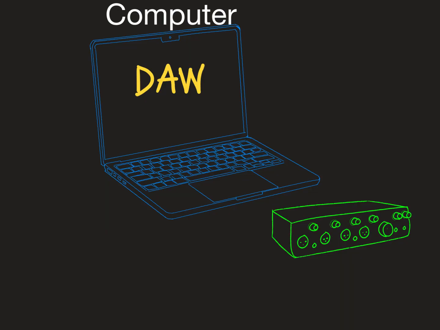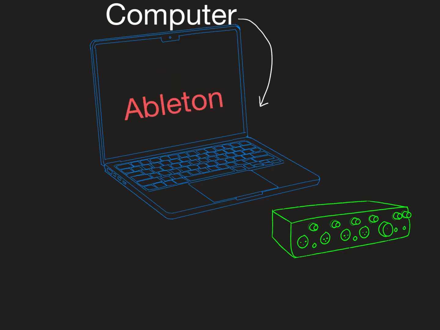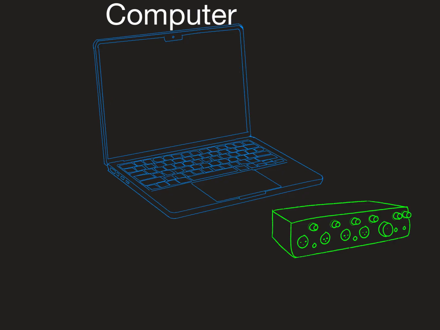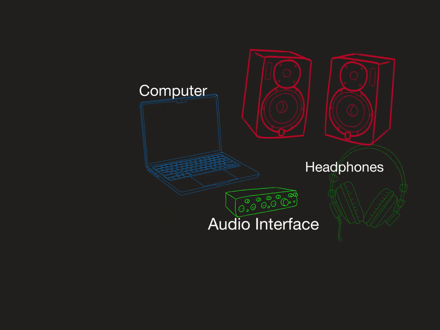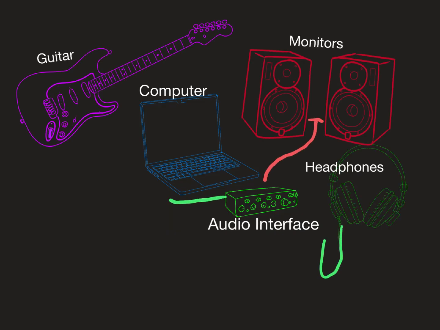You need a computer to run the system. A DAW such as Logic, Ableton, FL Studio, or Audacity as a free option. And an audio interface to convert your signals into digital audio. You'll need headphones or studio monitors for playback, and your guitar connects directly into the interface, which then connects to your computer so the DAW can receive and process the signals in real time.